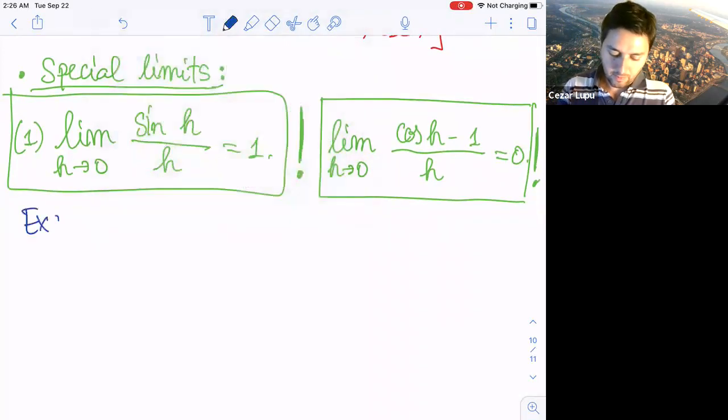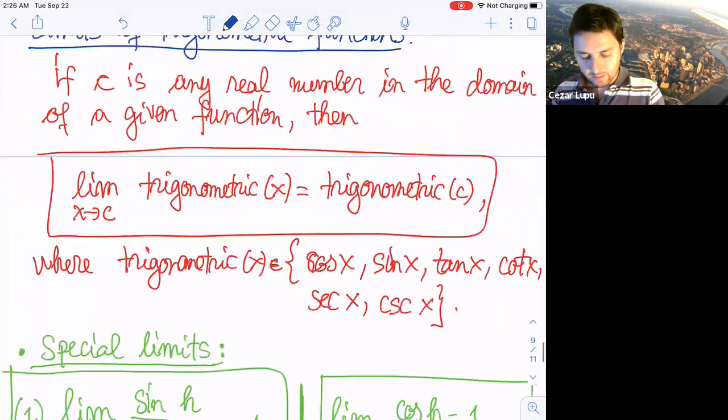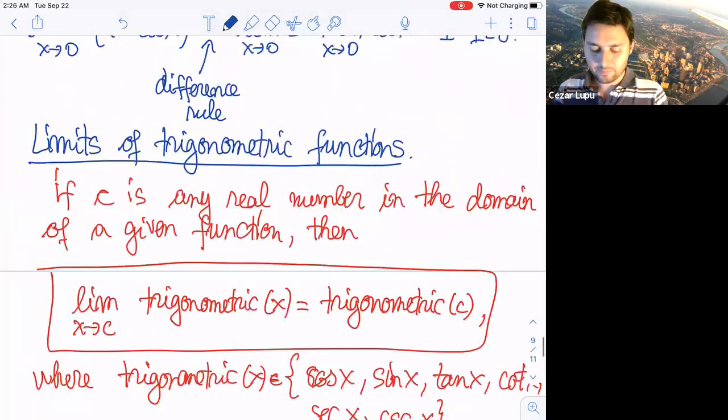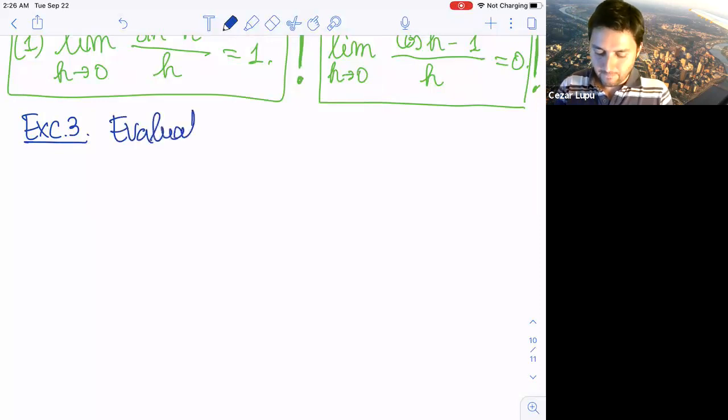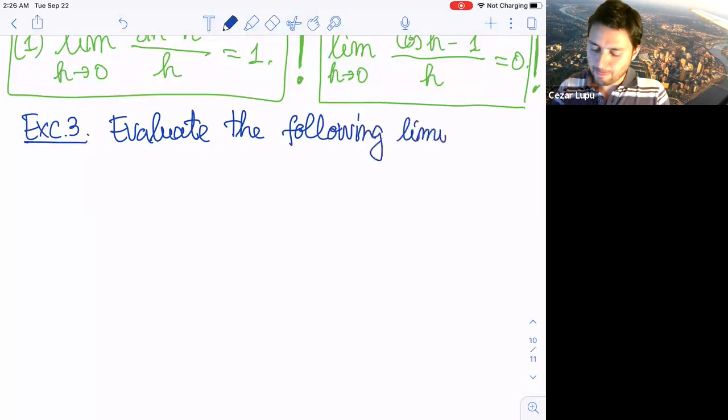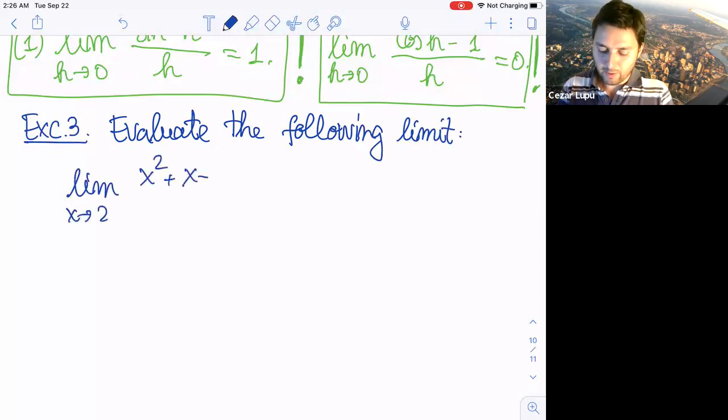So exercise 3 says the following. Let me evaluate the following limits, and I would like to explain this following limit. This is the limit as x approaches 2 of x squared plus x minus 6, everything over x minus 2.